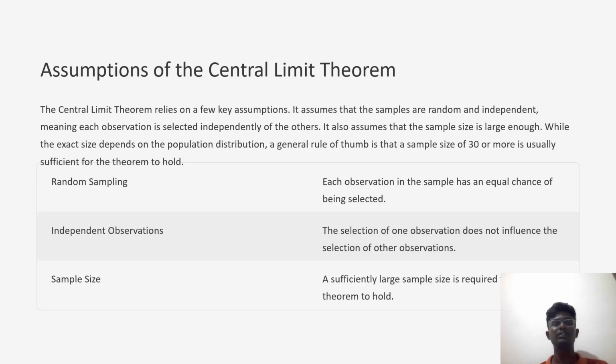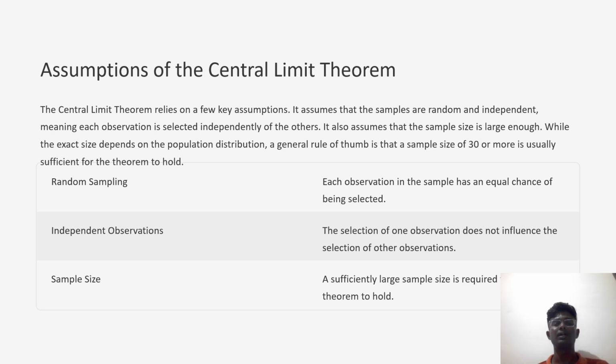In this slide, we will see about the assumptions of the central limit theorem. The central limit theorem relies on a few key assumptions. It assumes that the samples are random and independent, meaning each observation is selected independently of the others. It also assumes that the sample size is large enough, while the exact size depends on the population distribution. A general rule of thumb is that a sample size of 30 or more is usually sufficient for the theorem to hold.